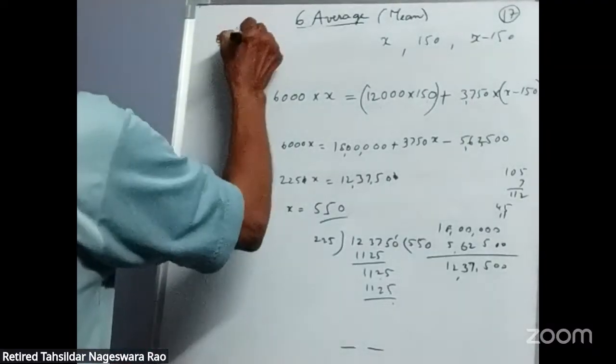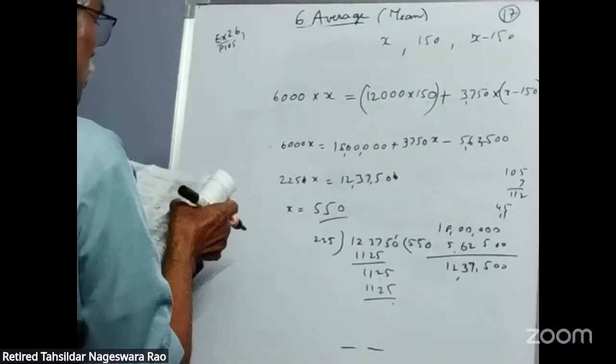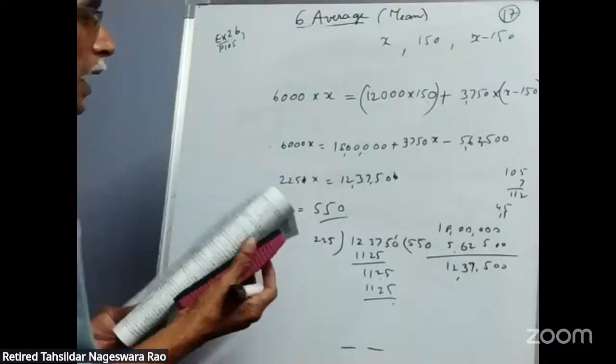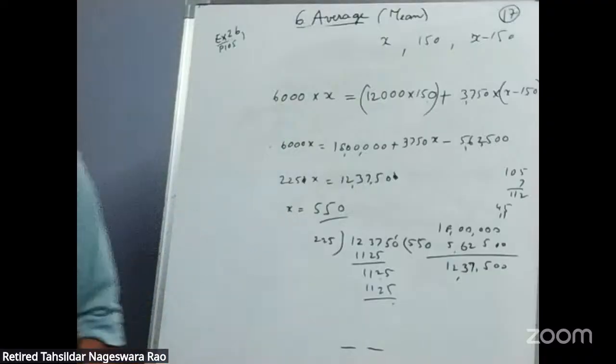Last example: the average score of girls in the class 10 examination in a school is 73 and that of boys is 71.